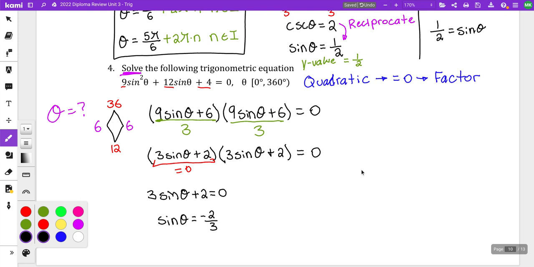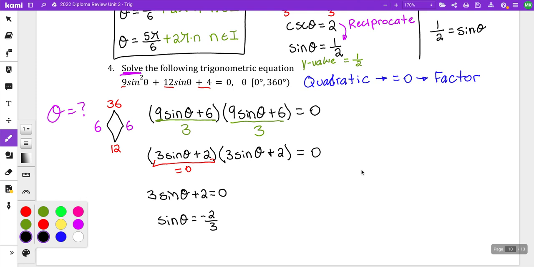Perfect. I don't like that answer because it's not on the unit circle. But it didn't ask us for an exact value. It should have asked us to round a value because we're going to have to. This is not theta. This is sine of theta. We're looking for theta. That means we're looking for when the y value would be 2 over 3. That doesn't exist on your unit circle.